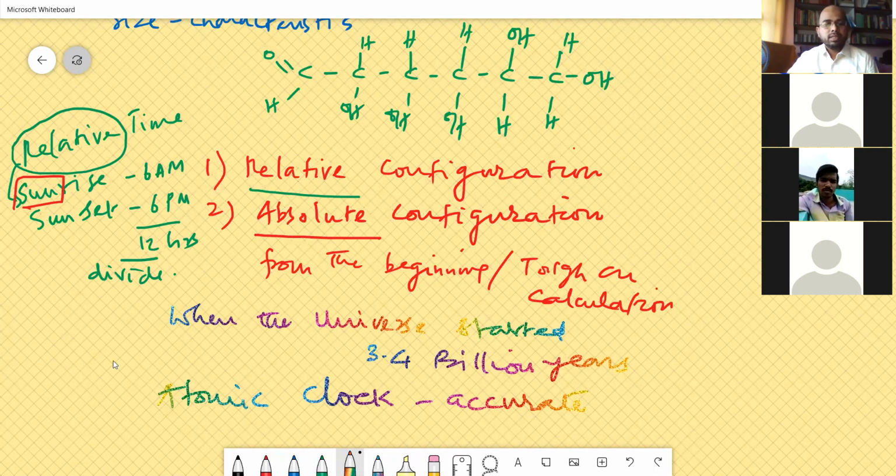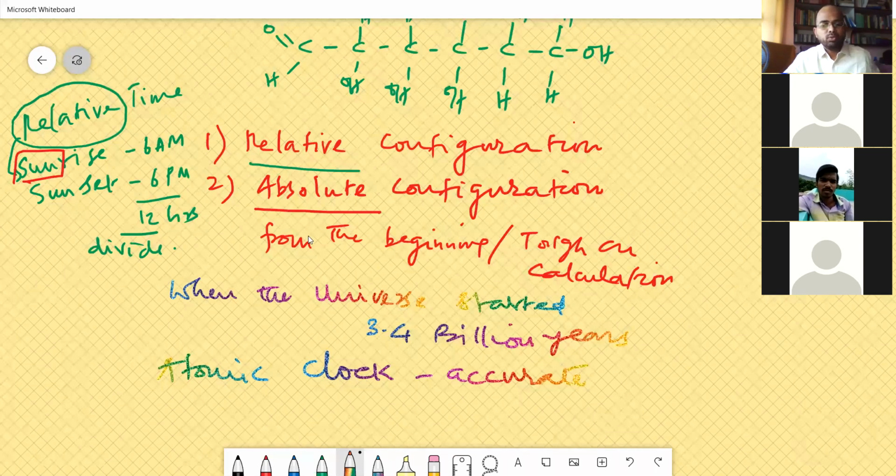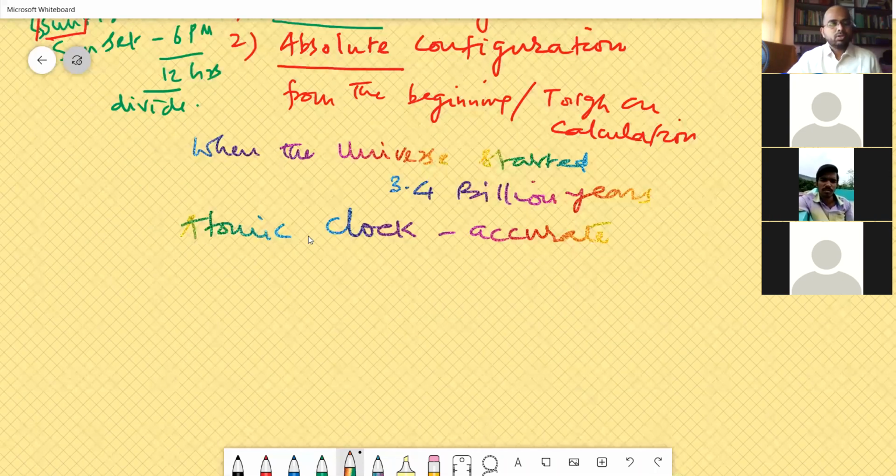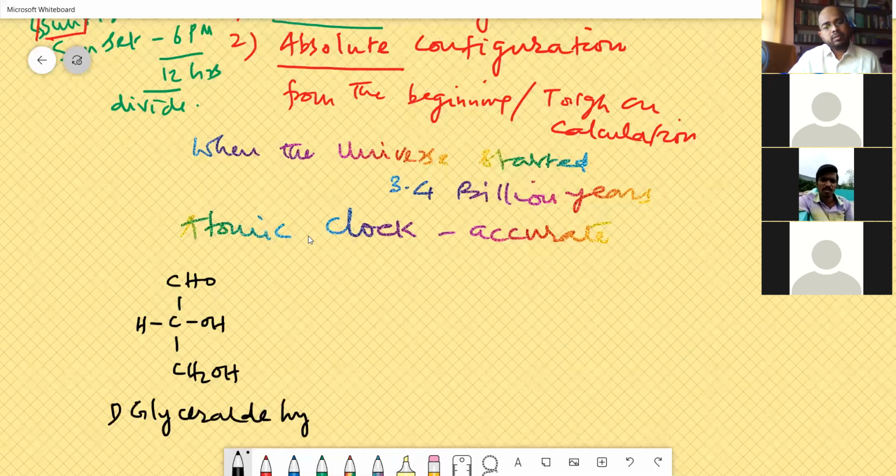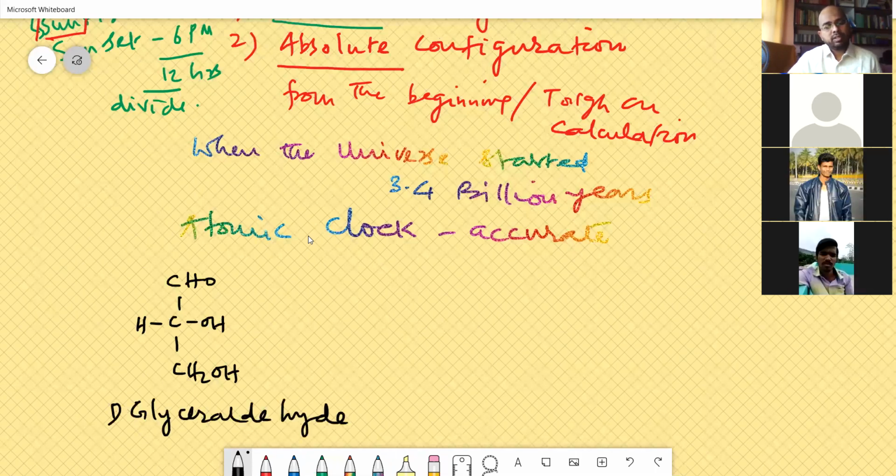So here we go. Now, I have already told you how we have first established the relative configuration of this glucose. So we have taken the relative example of glyceraldehyde, in which we have written glyceraldehyde as this. Okay, this is given as D-glyceraldehyde, which rotates the plane polarized light towards the right. Therefore, it is given a plus sign. Okay, so in this we have got OH on the right.